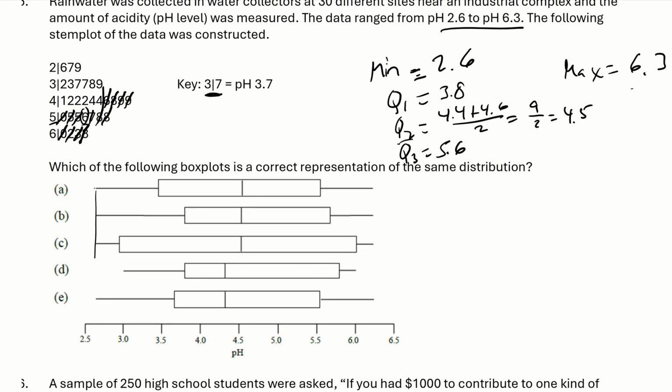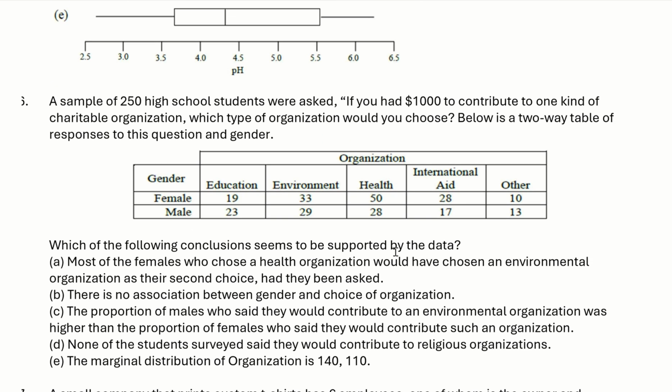So we got 2.6 here, that's around there. 3.8, so we're looking for 3.8. That can't be A because that's less than 3.5. That looks about 3.8. 4.5 for the median, that looks exactly 4.5. And then 5.6. Yeah, it looks like 5.6. And then 6.3. Okay, so the answer's got to be B. B is the best.